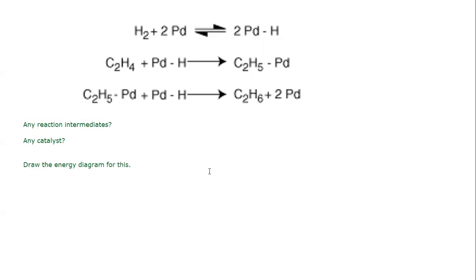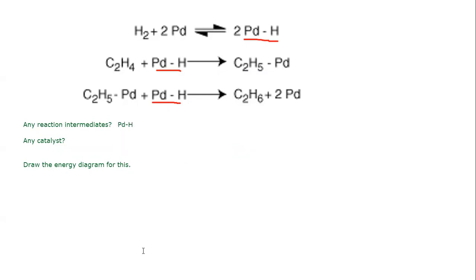So first off, we want to see, are there any reaction intermediates in this mechanism? And again, reaction intermediates are produced in one step, consumed in a following step. So we look at step one, we have hydrogen and palladium, give us this palladium hydrogen species. And then this palladium hydrogen species is used up in the second and third step. So PdH, shown here, is a reaction intermediate because it gets produced and then consumed.